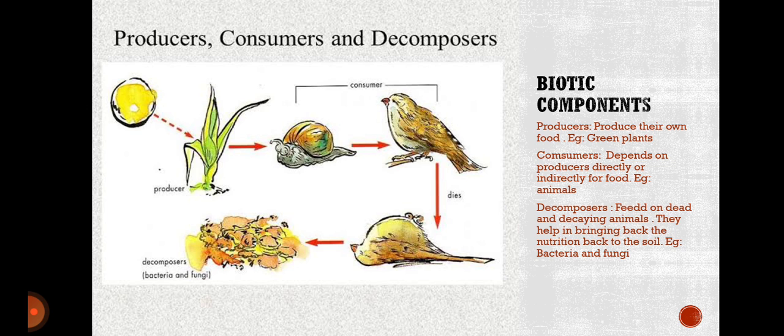We are an example of consumers. Decomposers is the third type. Decomposers are organisms which feed on dead and decaying organic matter. If an animal dies, the dead animal is broken down by these decomposers. These decomposers help in the nutrient cycle. Without them, the nutrient cycle will not happen. So they play a major role in an environment.